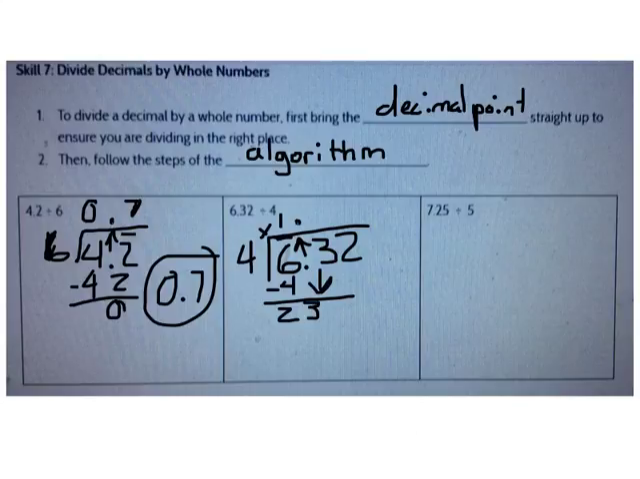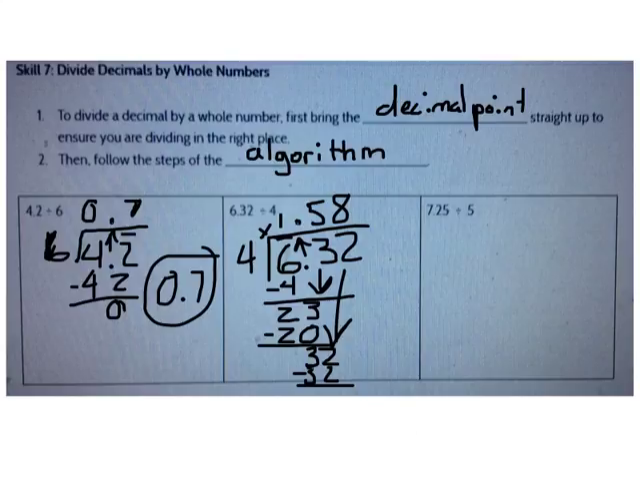How many times does 4 go into 23? 4 goes into 23 5 times. What's 5 times 4? It's 20. When I subtract, how many do I have left over? I have 3. I can bring down my 2. How many times does 4 go into 32? 4 goes into 32 8 times. What's 8 times 4? It's 32. When I subtract, I have none left over, so my answer is 1 58/100.